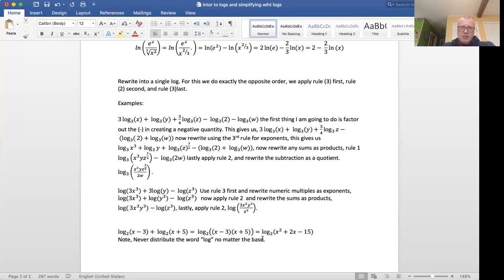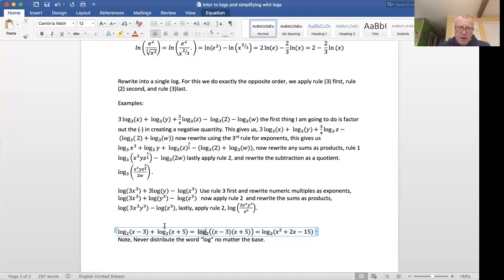And in the last example, we have log base 2 of the quantity x minus 3 plus log base 2 of the quantity x plus 5. Since these two are added together, we write as a single log. We take x minus 3 times the quantity x plus 5. And we simplify by FOILing that out, and we're done.